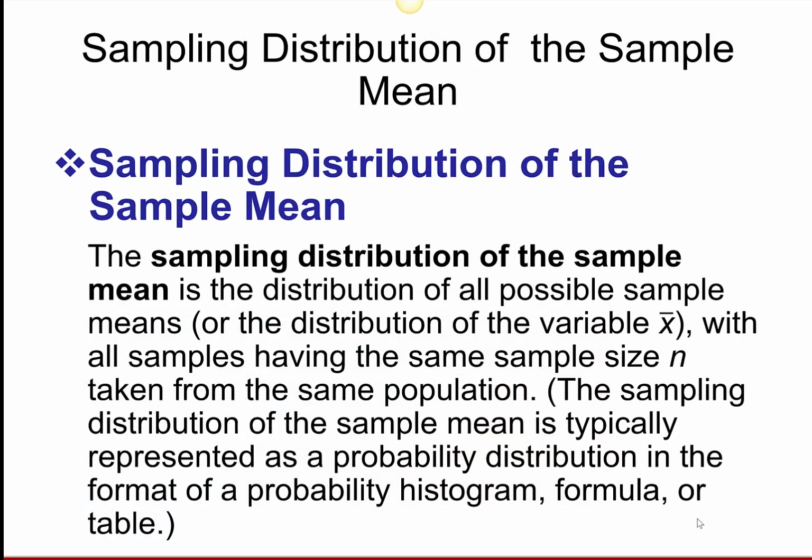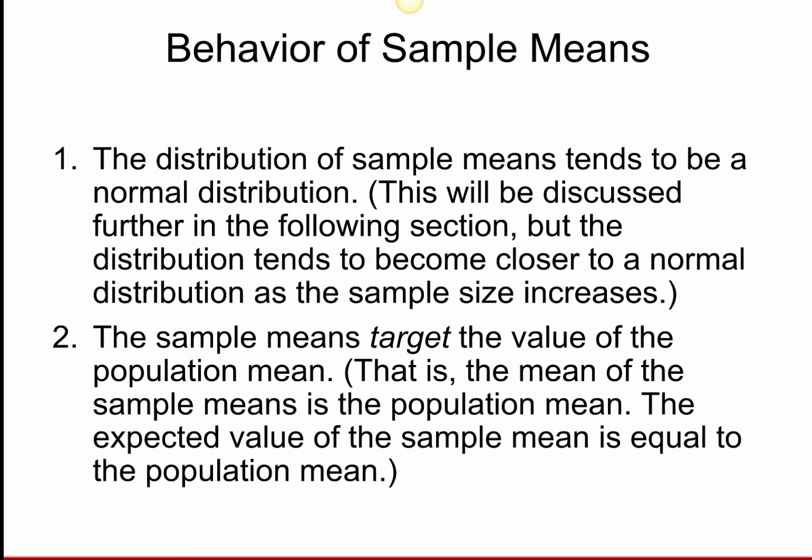Now, the sampling distribution of the sample mean follows a similar process. It is the distribution of all possible sample means, referring to the variable x bar, with samples having the same sample size taken from the same population. And the sample mean distribution will tend to be a normal distribution, and it will target the value of the population mean.